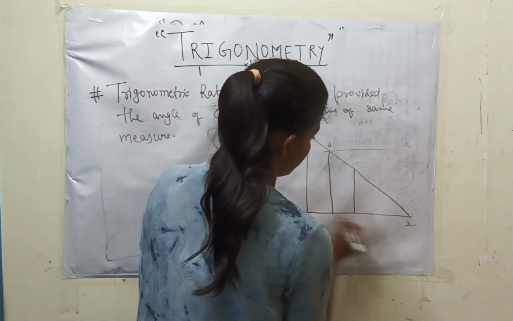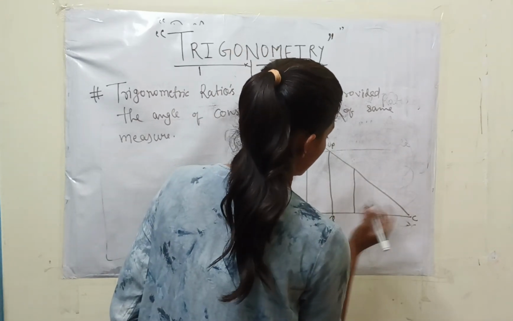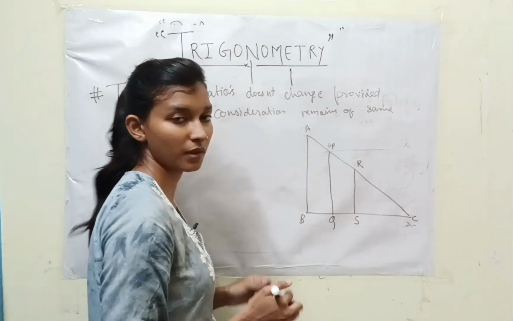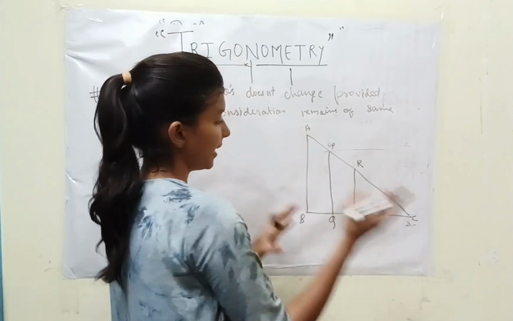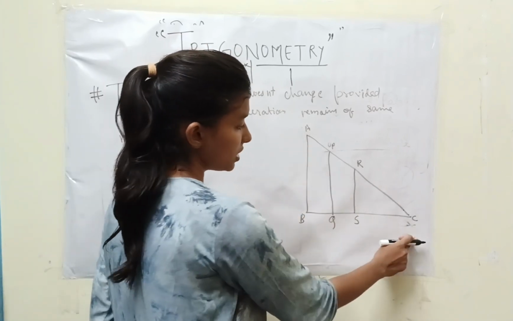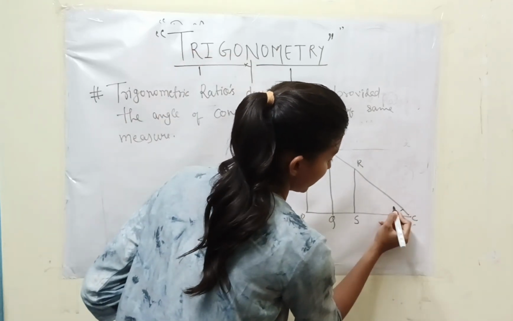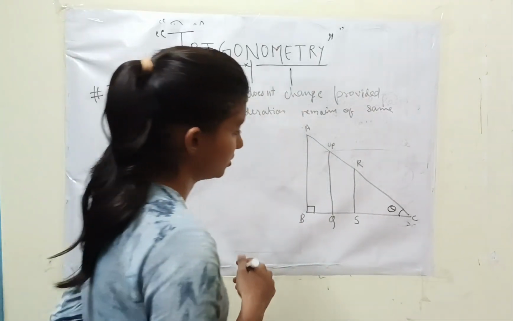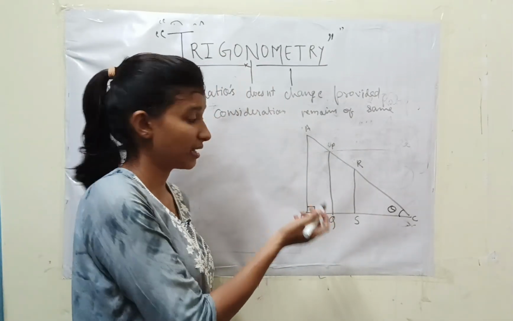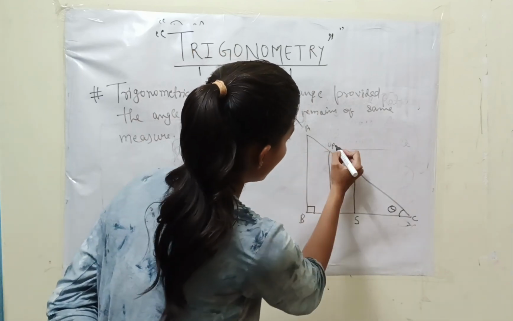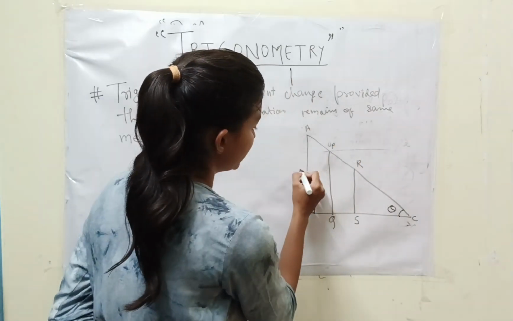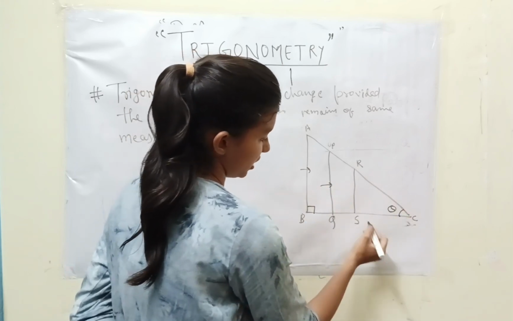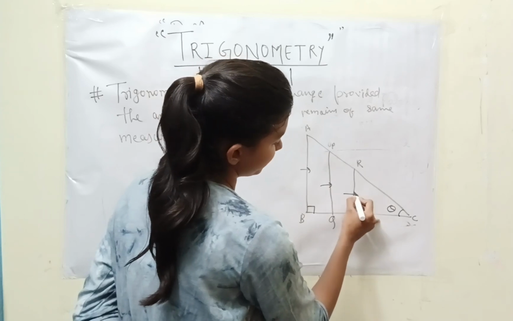A, B, C, P, Q, R, S. In this diagram, we can clearly see three right angle triangles: triangle ABC, PQC and RSC. If we take the angle C as theta, then which side of these triangles is considered the perpendicular? In triangle ABC, the perpendicular will be this side. In triangle PQC, the perpendicular is this side, opposite to the consideration angle. And in triangle RSC, the perpendicular is this.